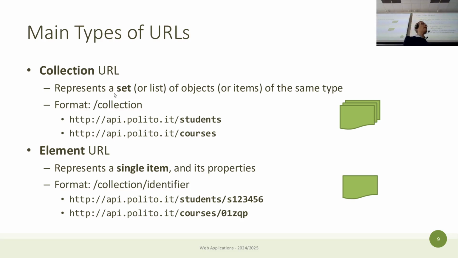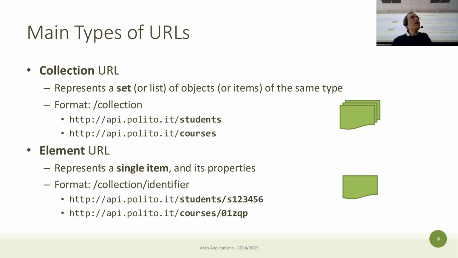When you have a collection, so a list of object items or stuff that you need to handle in your application, just use the name. Like students, courses, whatever you want to use for your application, cars, I don't know.